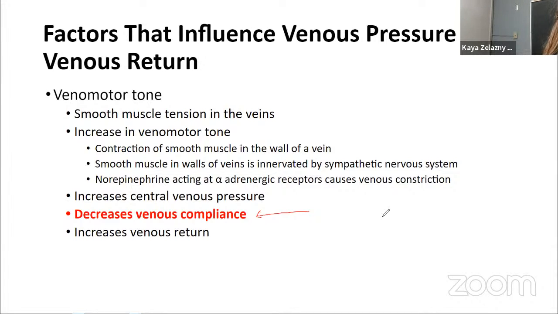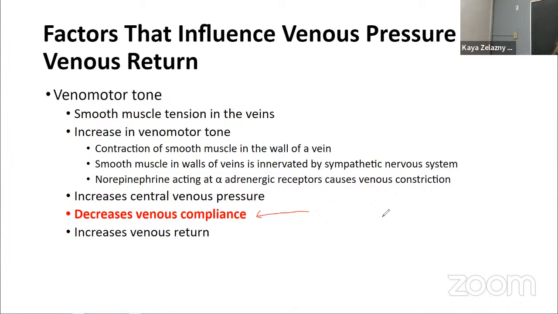Compliance is about the relationship between volume and pressure. Before, we said veins were volume reservoirs, meaning you could put a lot of volume into them and we didn't see a lot of increase in pressure. That's what high compliance means. But now that we've made those vein walls tense by contracting them, increasing the tone, they can't expand as easily. They're not as floppy because they're tensed up. So that is what we mean by decreasing the venous compliance here.